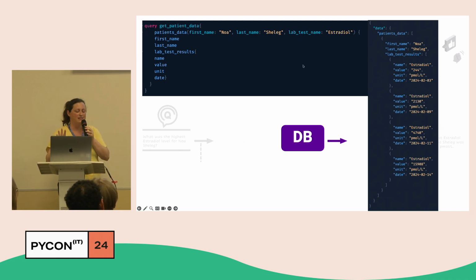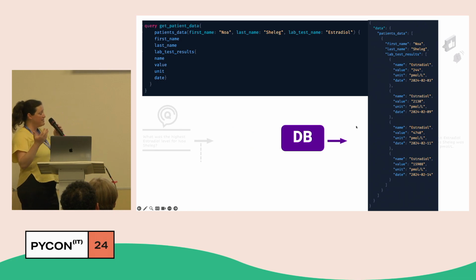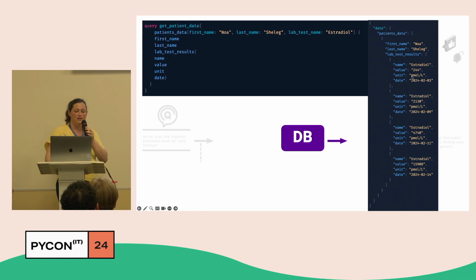So we get just the data that we want. So here we get all the estradiol tests of Noah. Now when we ask the LLM again to produce an answer, we ask what is the highest level. We will append this result to the question, okay? And now the LLM has just the relevant data, and it can answer the question.